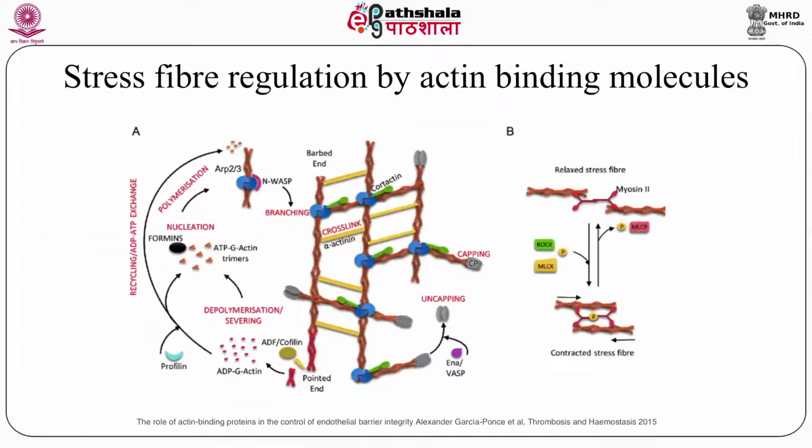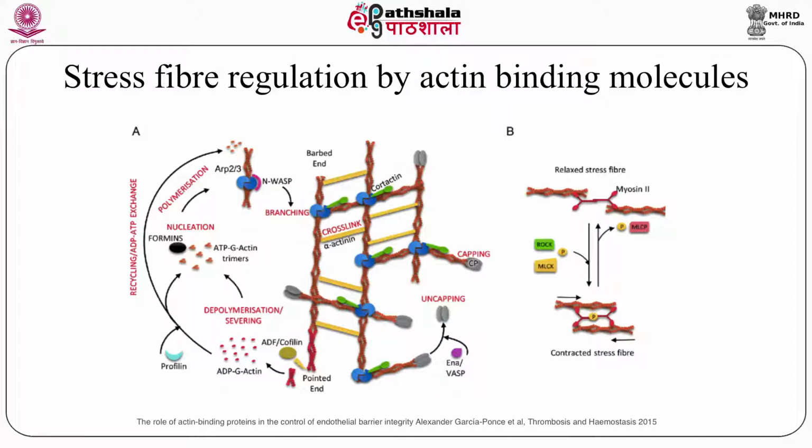Actin filaments undergo constant cycles of actin polymerization and depolymerization. After depolymerization, monomeric actin is recycled and delivered to sites of new actin filament formation. This is known as actin treadmilling. To regulate treadmilling, filaments can be branched, capped, elongated, or cross-linked using different actin binding molecules.